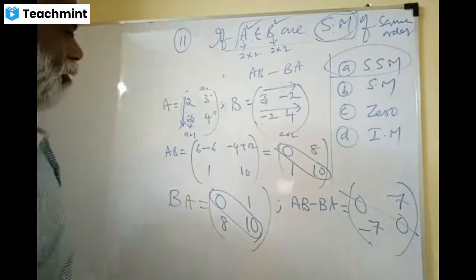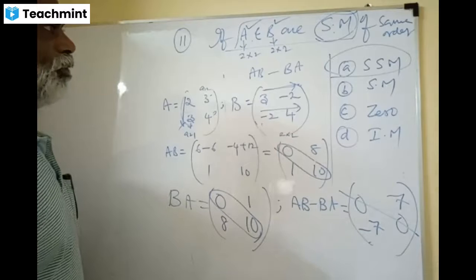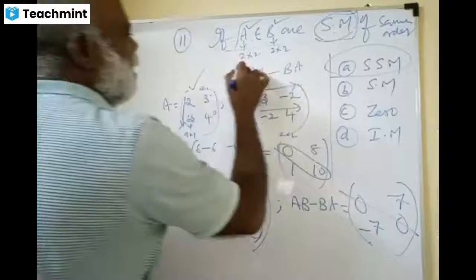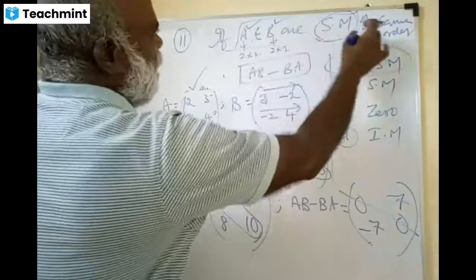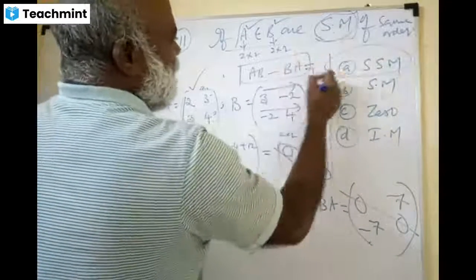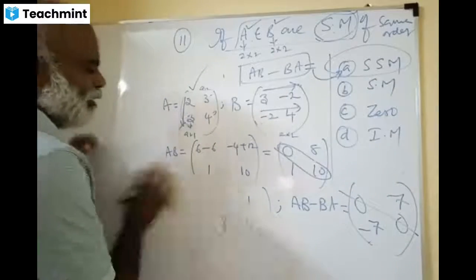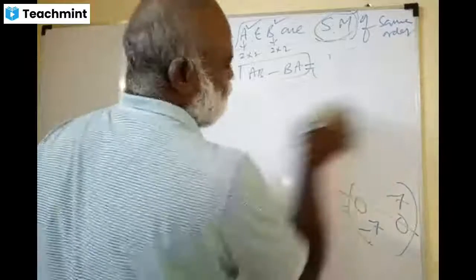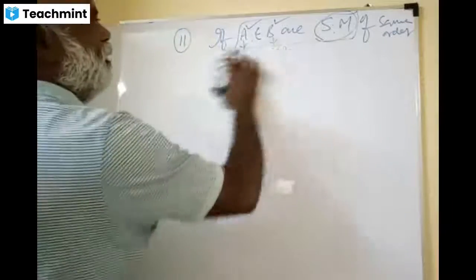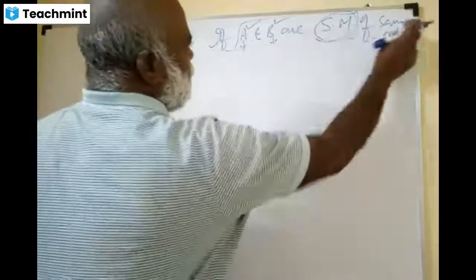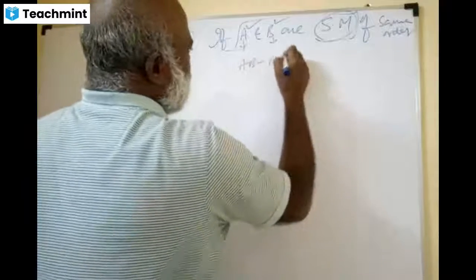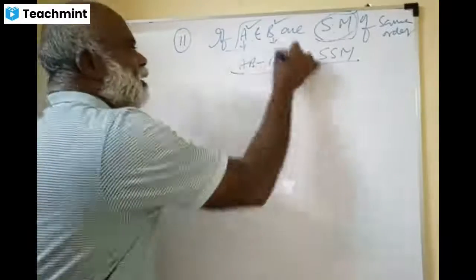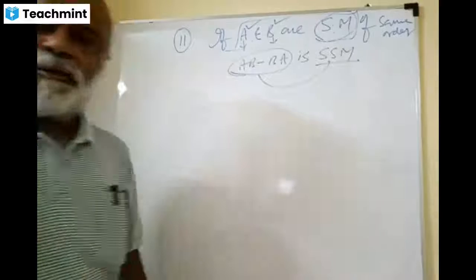Yes, sir. Please make a note. If you wish, please make a note. You have the freedom to take it. You can remember this property also. If A and B are symmetric matrices of same order, AB minus BA is a skew symmetric matrix. And our property rule: if A and B are symmetric matrices of same order, then AB minus BA is skew symmetric. This matrix is a skew symmetric matrix.